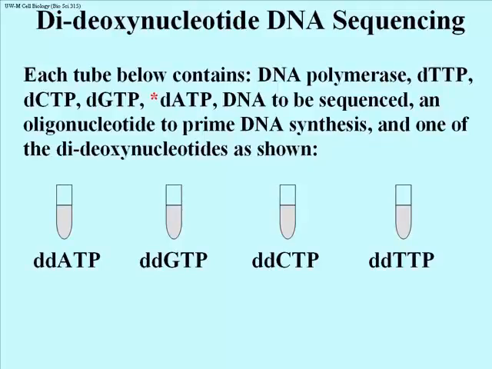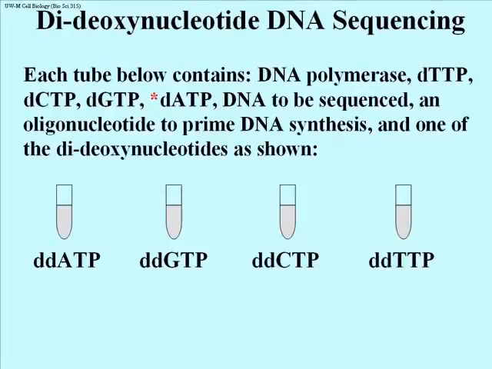Dideoxy sequencing is really a replication-based sequence. Well, what else do you need to make this happen? Well, you're going to need a primer. That is usually a synthetic oligonucleotide that is based on the sequence of the gene that you wish to sequence. So it's a sequence you have to know in advance. So you need a primer because DNA replication requires a primer.